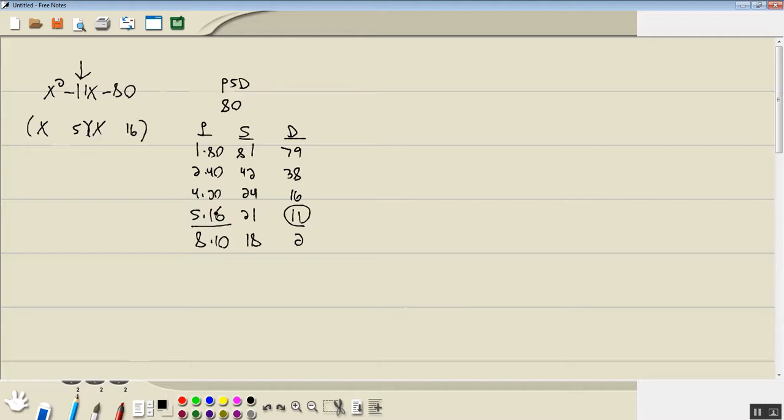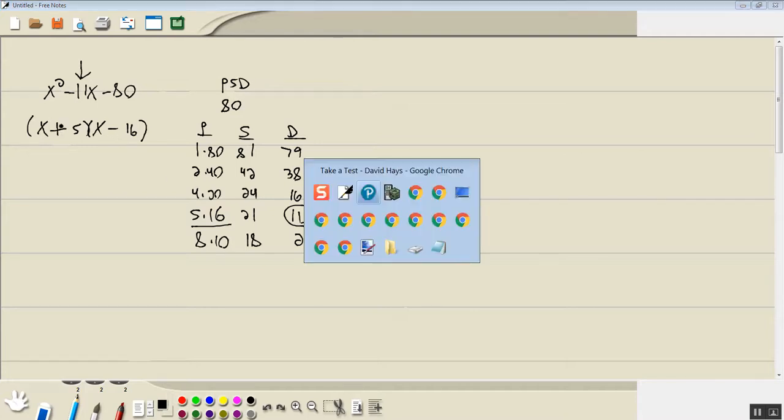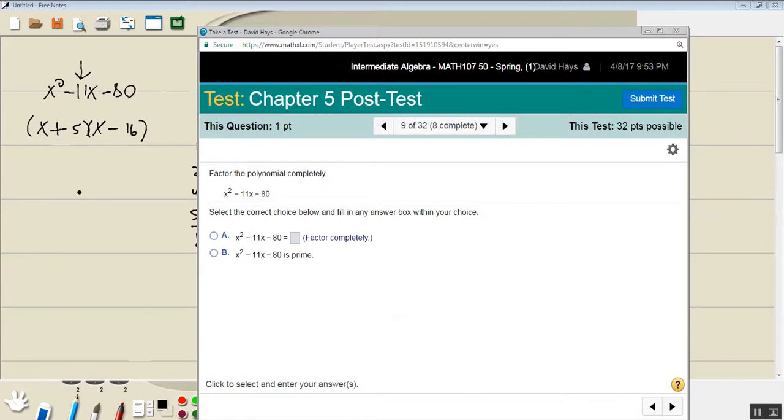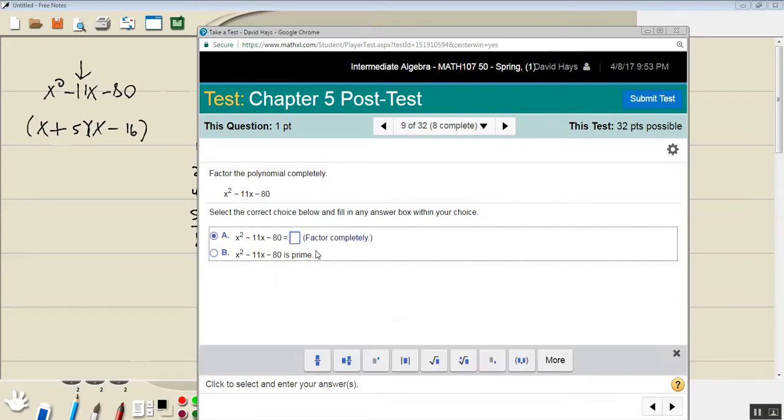Now our larger number that we're using, which is a 16, will always be the same sign as the middle term, which in this problem is negative. Number I circled in the difference column, D for different signs, so if this one's negative, this one has to be positive. So we got x plus 5 and x minus 16.